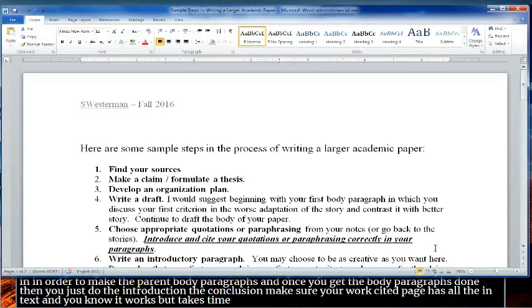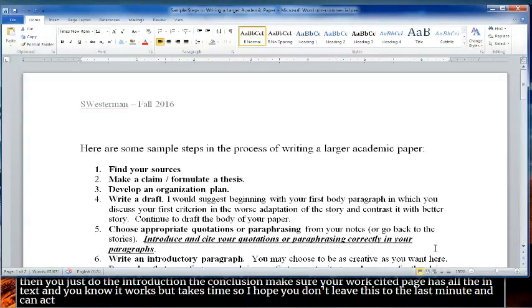So I hope you don't leave this to the last minute and can actually start planning out your paper as soon as it is assigned so that you can succeed and get a good grade on your paper. Hope this helps.